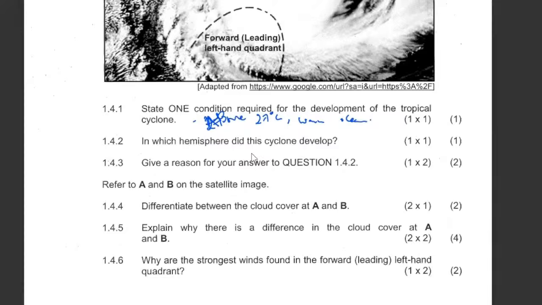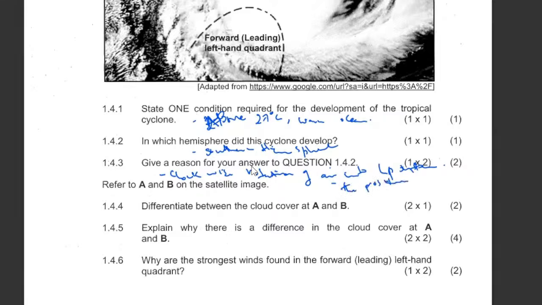In which hemisphere did this develop? This is the southern hemisphere. Give a reason for your answer. One, clockwise rotation into a low pressure system. Then you can also look at condition number two, the position of the dangerous quadrant, the forward left quadrant. Any one works, because it is 2 marks, one answer.